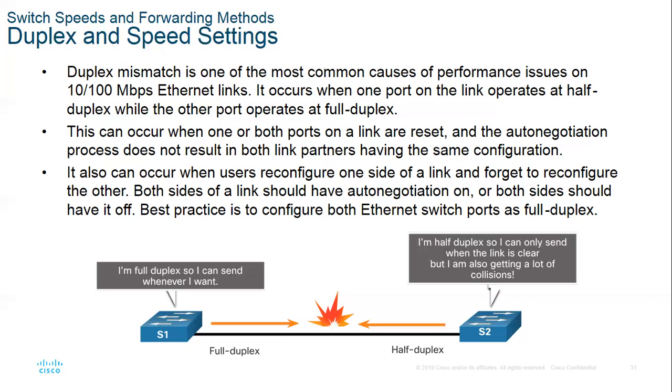So always we start with the best one. If both support full duplex, we go with full duplex. If one supports full duplex and the other half duplex, they lower down to half duplex. This is the auto negotiation between these two devices. So the best practice is to configure both Ethernet switches to run in full duplex mode.